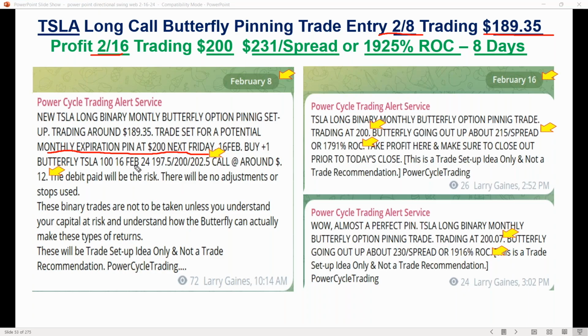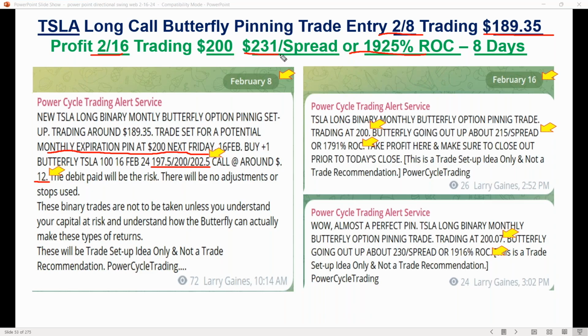Now, we did it with a butterfly, so super low risk trade. We did this as a $2.50 wide butterfly, 197.5, 200, 205. We did the trade for 12 cents, or $12 per butterfly spread, okay? So this is what's incredible. It went out Friday, it actually pinned exactly at 200, which is pretty amazing in itself.